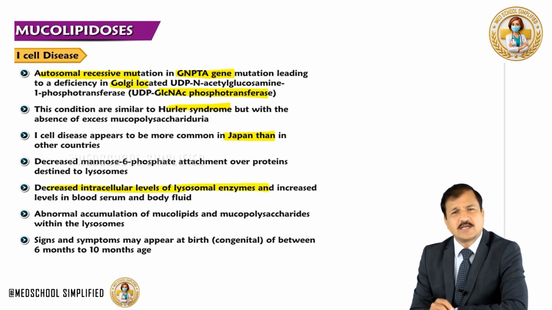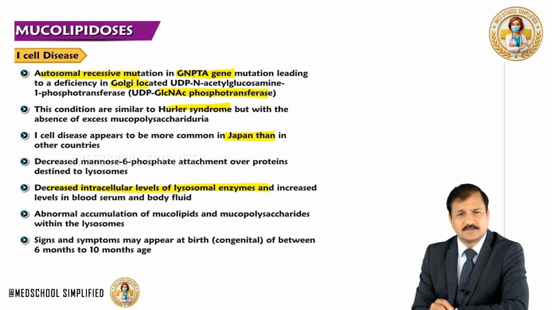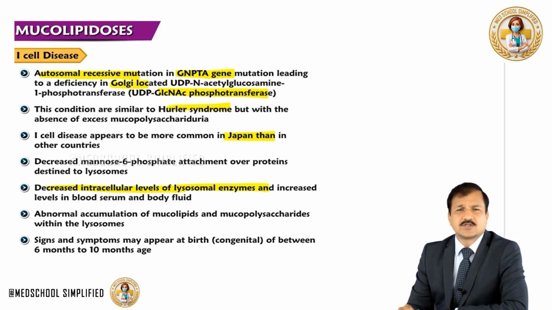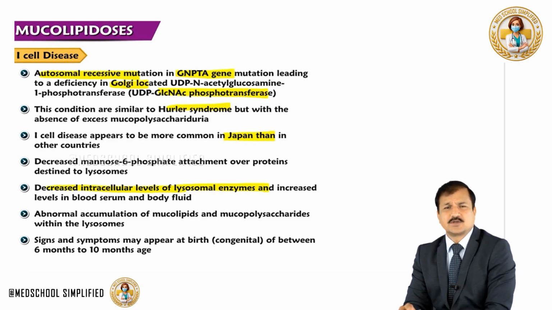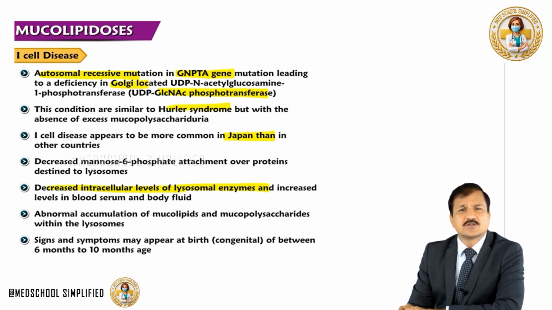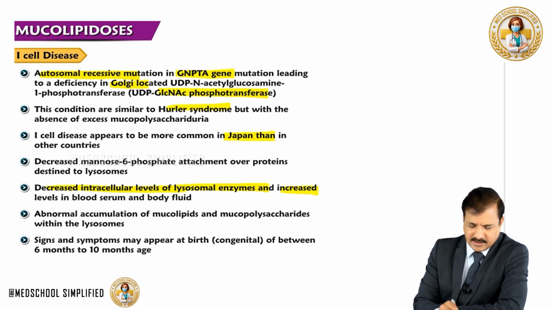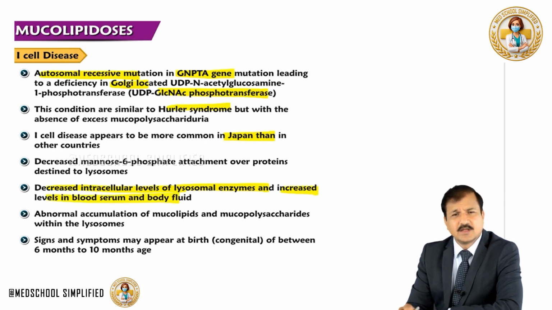And instead of going to lysosome, these enzymes by default all will be exocytosed into the extracellular matrix, and eventually they will find their way into the bloodstream. So there will be elevation of lysosomal enzymes in the blood, which don't have function there. They need to go to the lysosome normally, but since mannose-6-phosphate is not there, they are all diverted outside, and eventually their levels will be elevated in the blood and body fluids.